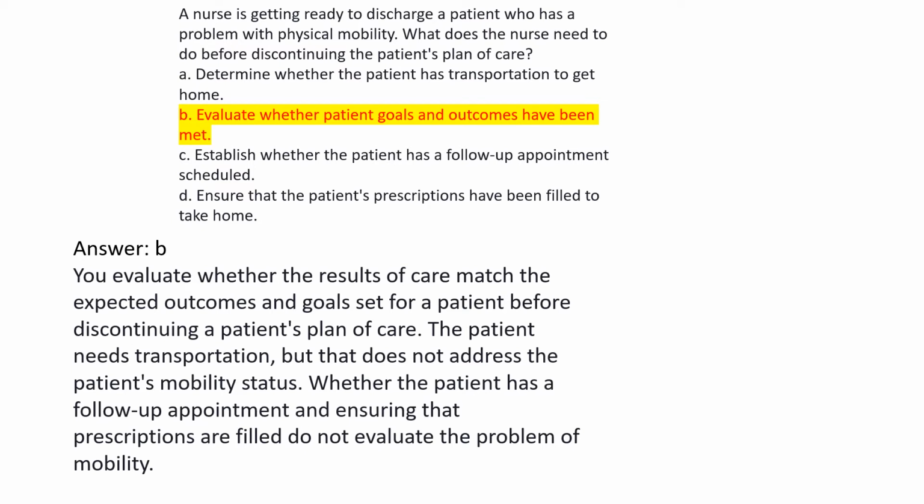Answer B. Evaluate whether patient goals and outcomes have been met. You evaluate whether the results of care match the expected outcomes and goals set for a patient before discontinuing a patient's plan of care. The patient needs transportation, but that does not address the patient's mobility status. Whether the patient has a follow-up appointment and ensuring that prescriptions are filled do not evaluate the problem of mobility.